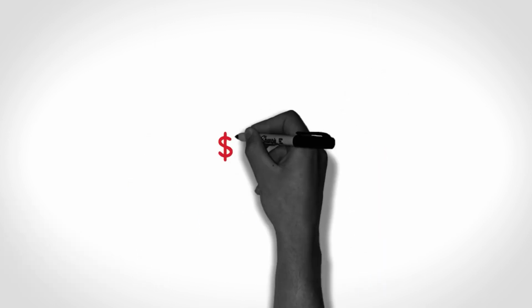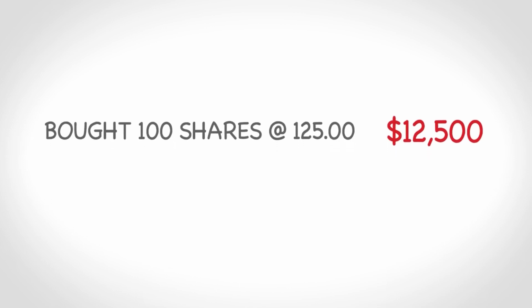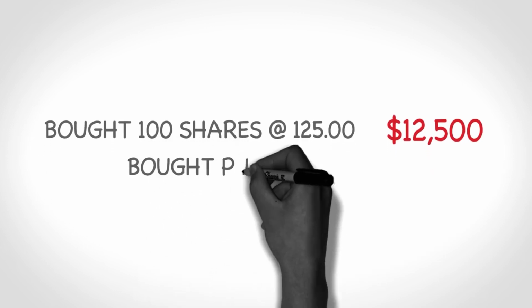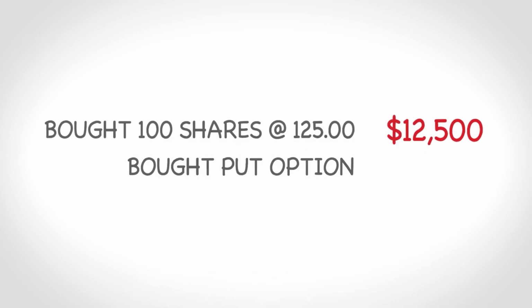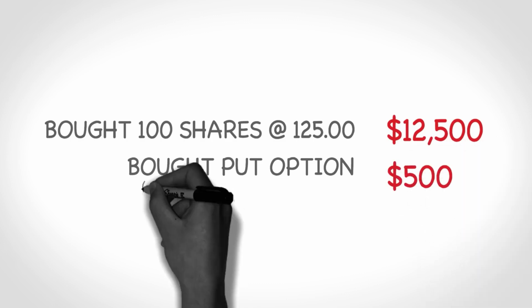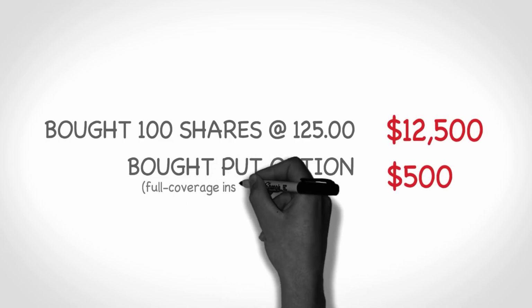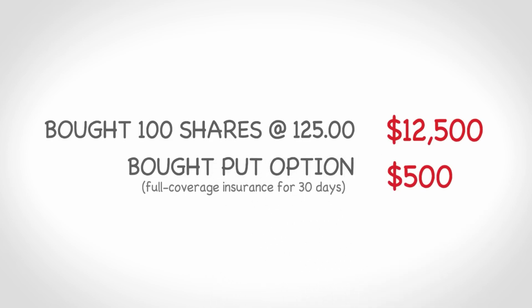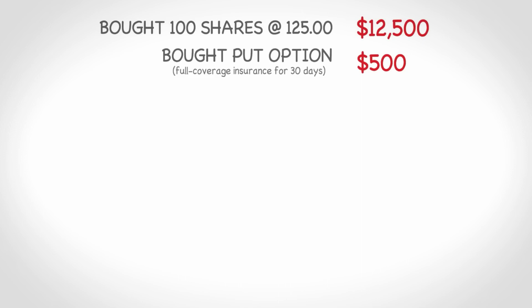You bought $12,500 worth of XYZ stock, and you also purchased a put option as insurance. The price of this insurance is going to be determined by several factors, and you're going to learn about these factors in Chapter 3. For now, let's just say you had to pay $500 for this put option, and this gives you full coverage insurance for the next 30 days. Now, let's look at two different scenarios.